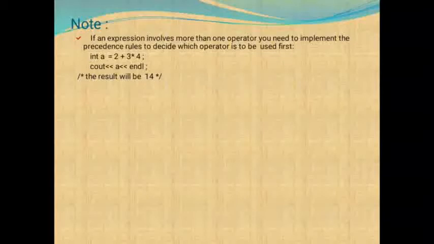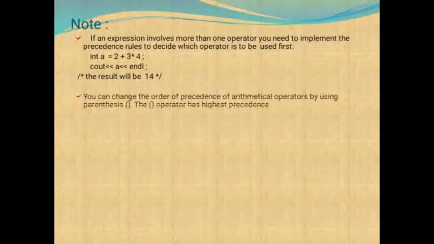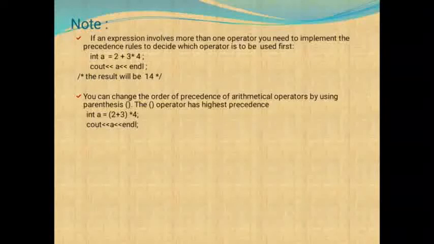As shown, int a equals 2 plus 3 into 4. The precedence rule says that we have to do the multiplication first. So 3 into 4 is 12, 12 plus 2 is 14. Similarly, you can change the precedence of arithmetical operators by using parentheses. The value inside the parentheses has the highest precedence. So in the same code, 2 plus 3 inside the parentheses is 5, 5 into 4 is 20. So the result of this code is 20.